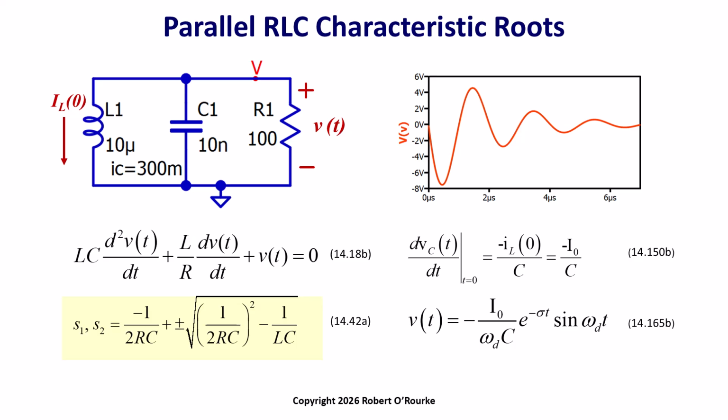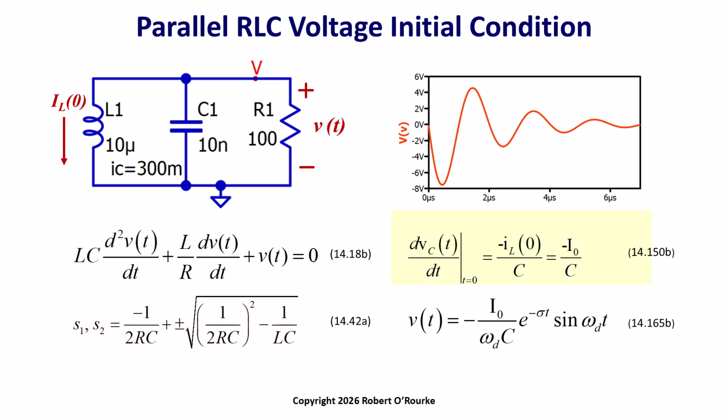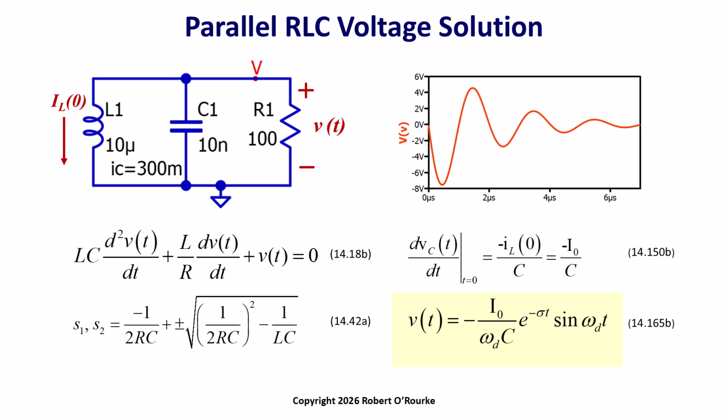The characteristic roots are expressed in terms of R, L, and C. The initial conditions of the voltage and the derivative of voltage at time 0 are used to calculate the constants in the solution equation, resulting in this damped sinusoidal voltage, equation 14.165b.